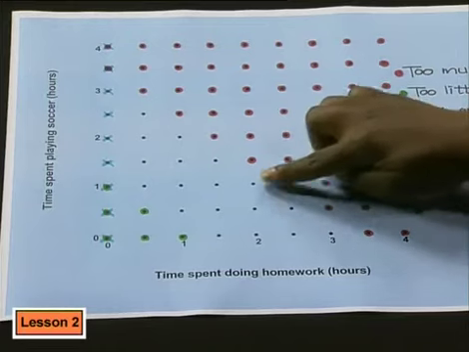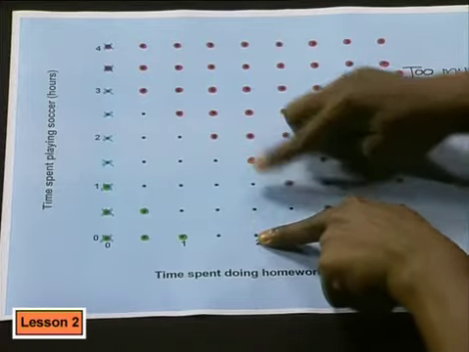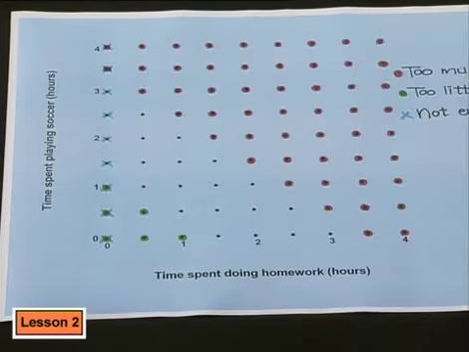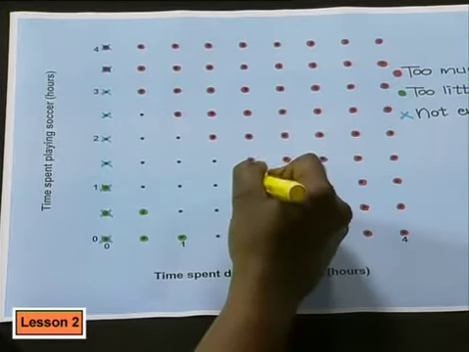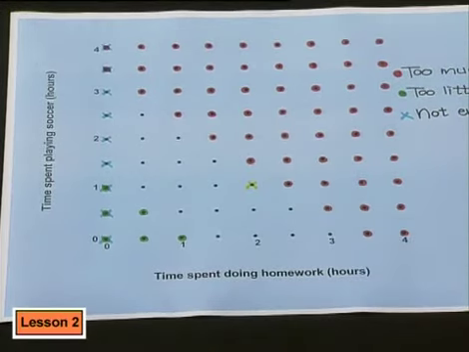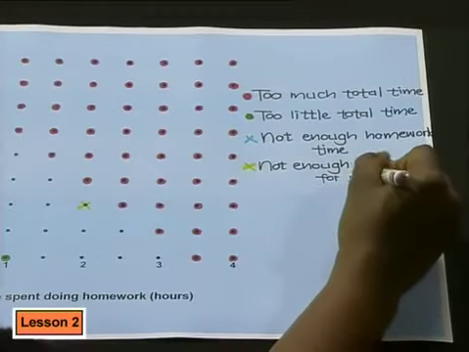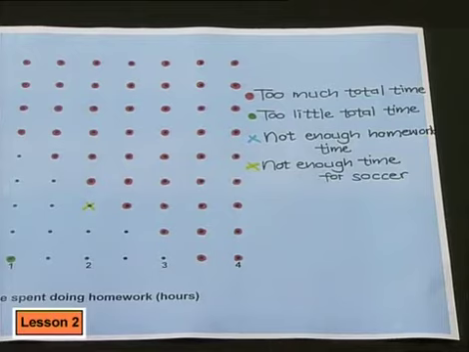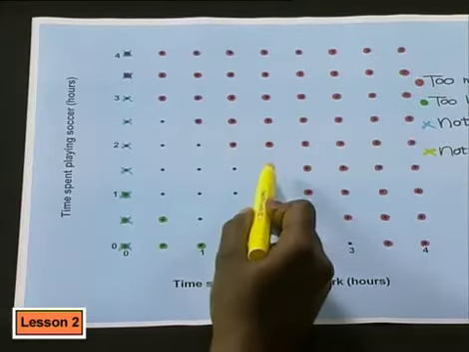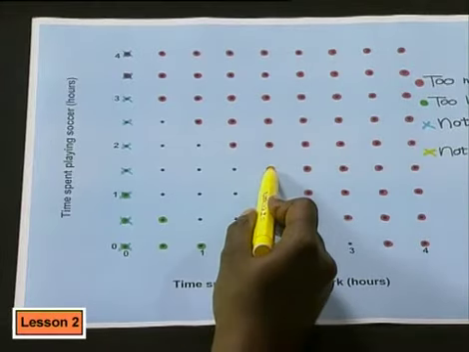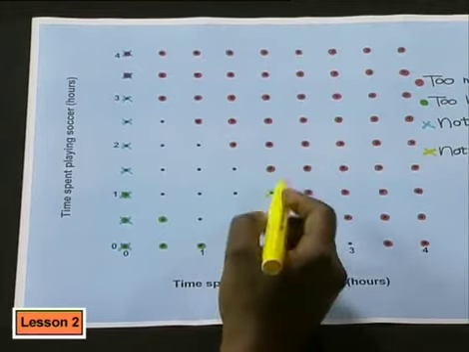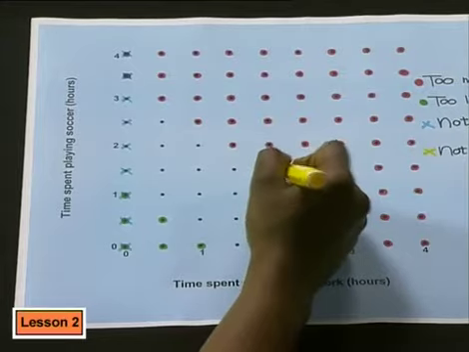Choose a point that hasn't been crossed off yet. How about this one? This point shows 2 hours of homework and 1 hour of playing soccer. That's less soccer than homework, so I can cross it out. Right, it's not a viable option. Let's use a yellow Koki this time. In the key, I'll write not enough time for soccer. What about this point? This has 2 hours of homework and 1.5 hours of soccer. So the soccer time is less than the homework time. So I'll cross it out too. Great.